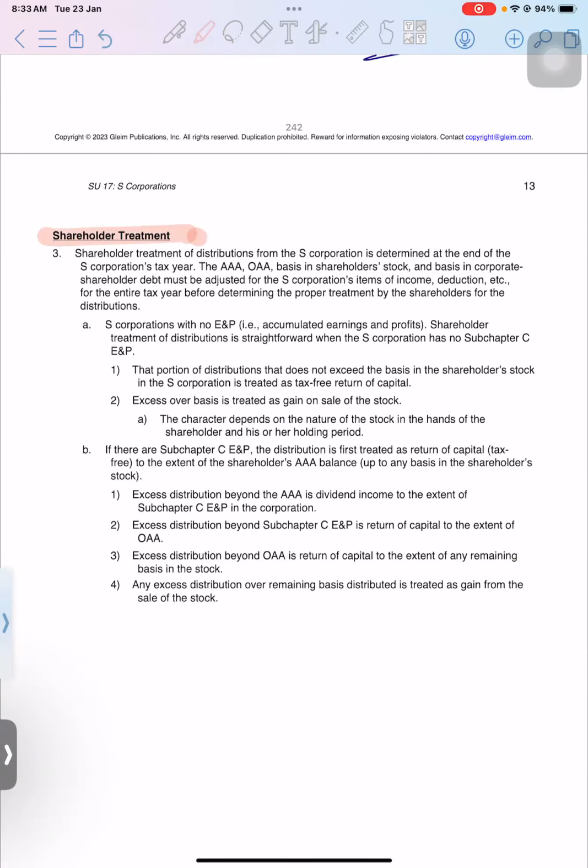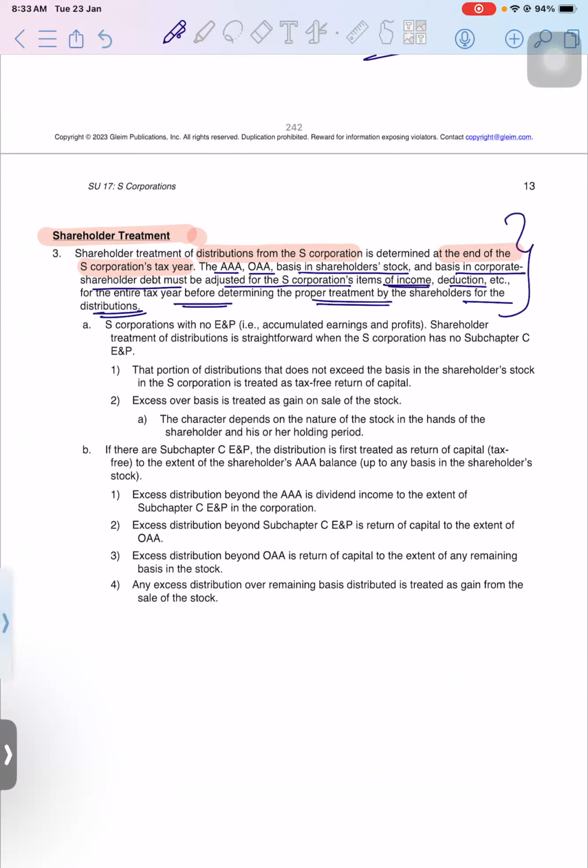Now what will the shareholder do? Shareholder treatment of a distribution from the S Corp is determined at the end of the S Corp's tax year. Whether it needs to be distributed from AAA, OAA, the basis in the shareholder stock and the basis in the corporate shareholder debt must be adjusted for the S Corp's items of income, deductions, etc. for the entire tax year before determining the proper treatment by the shareholder for the distribution.